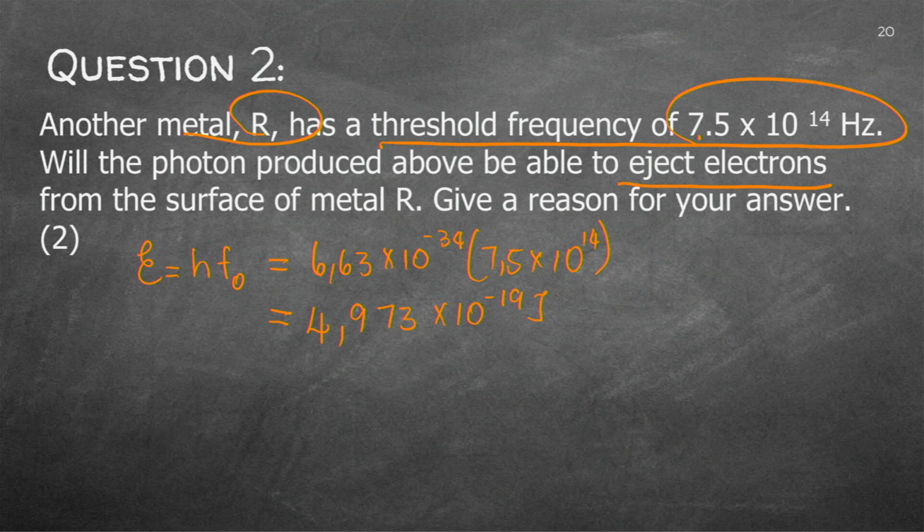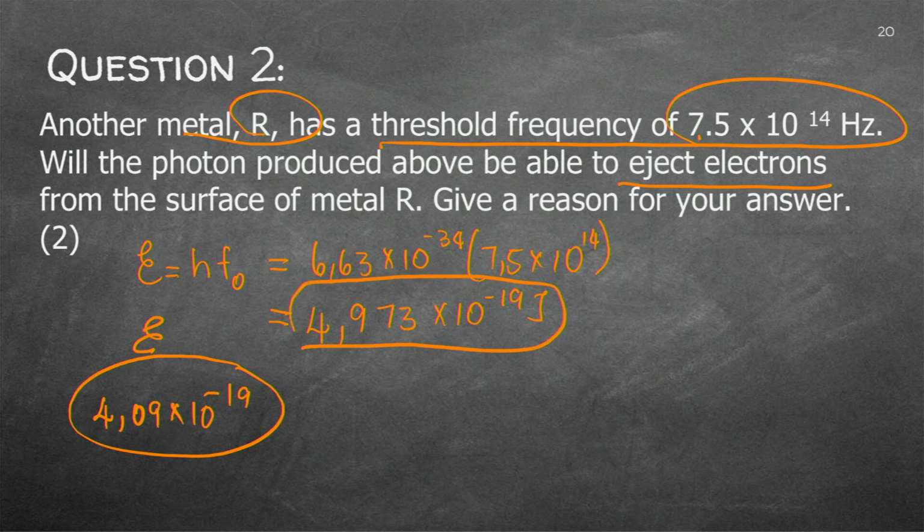Now remember, the photon that went in, the initial energy was 4.09 times 10 to the minus 19. And you can now see this work function is higher. This is greater than that. So no electrons will be emitted because the work function is greater than the energy of the photon. So that specific metal is keeping its electrons fastened against it.